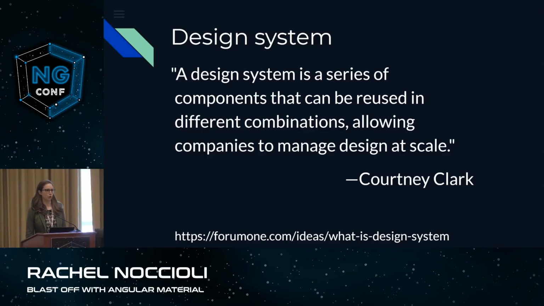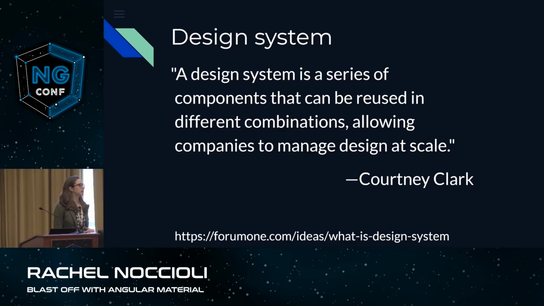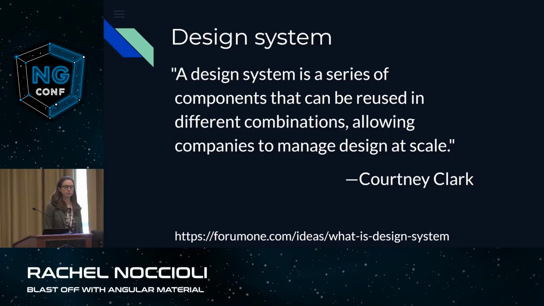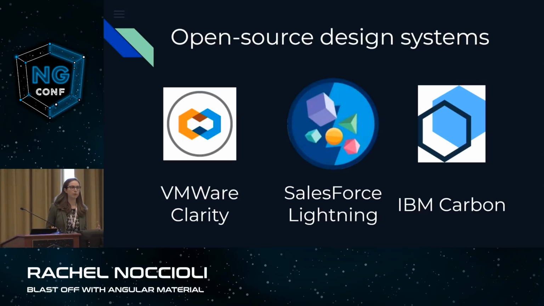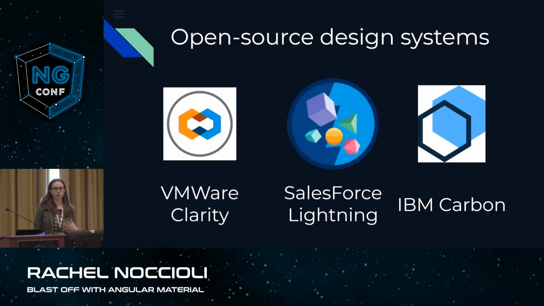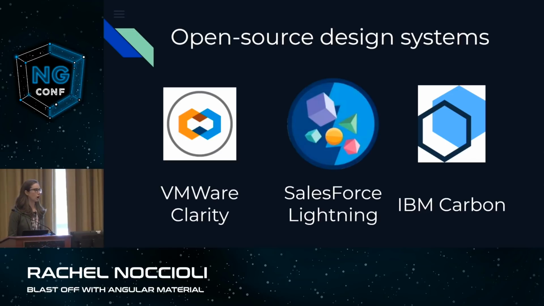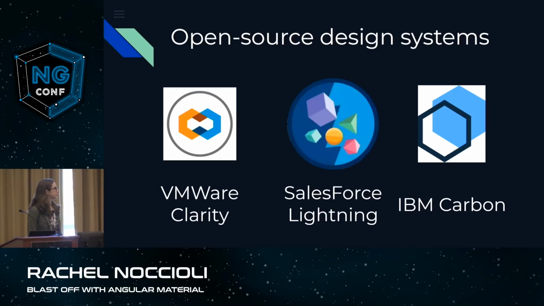But what if your team or your company or your client doesn't have the resources to create a custom design system? In this case, you can use an open source design system that's been created by large companies that created these design systems for themselves, but then put out some information about them for use by all of the developers outside of the org. VMware's Clarity, Salesforce's Lightning, and IBM's Carbon are a few examples of open source design systems.